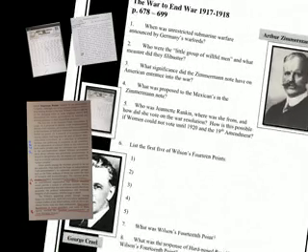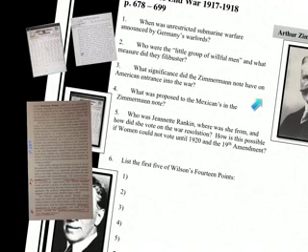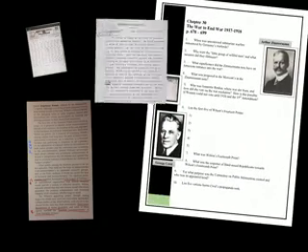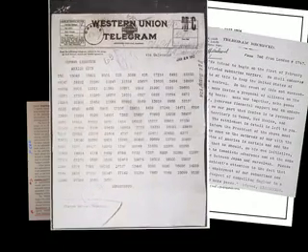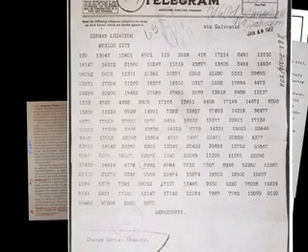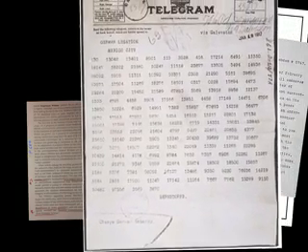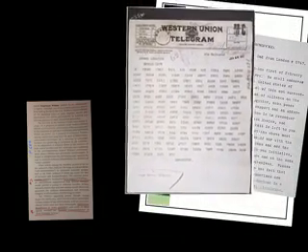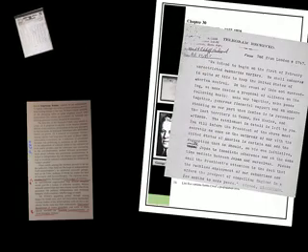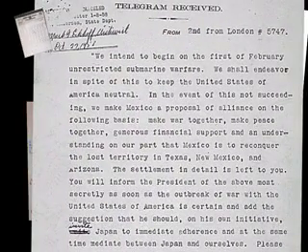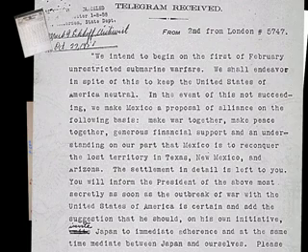Chapter 30 does start with the interception of the Zimmerman note, and I wanted to take a look at this. This is the actual coded message that was intercepted by the British. It's just a bunch of numbers, and then the British cryptologists decoded this and sent the decoded message to the United States.